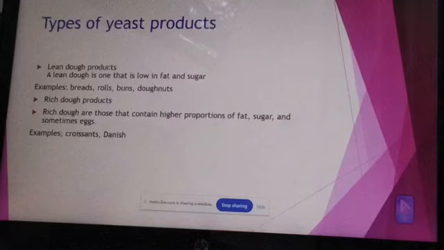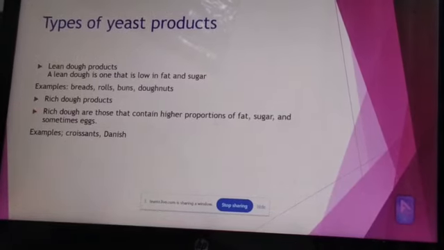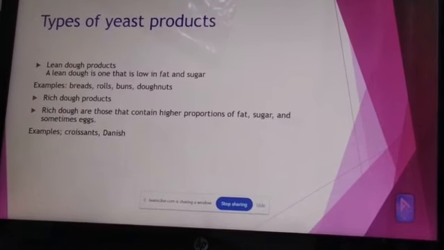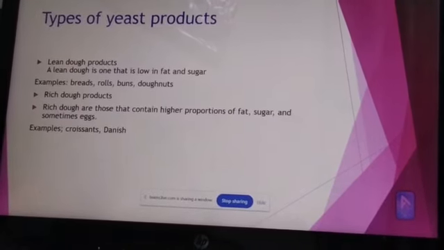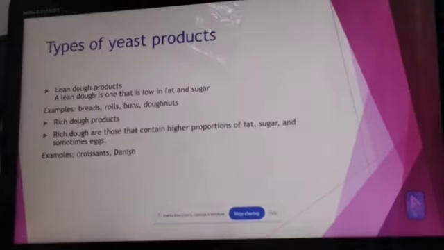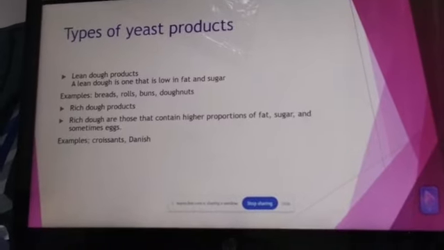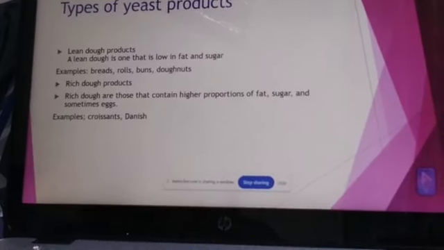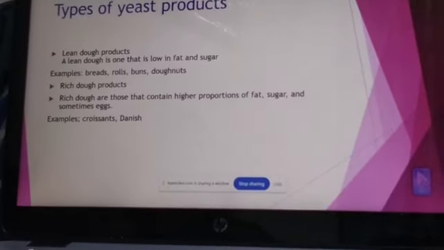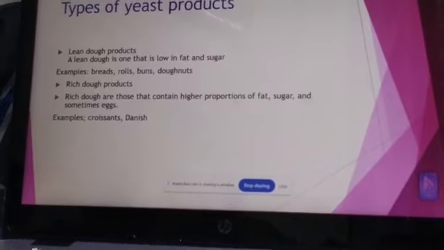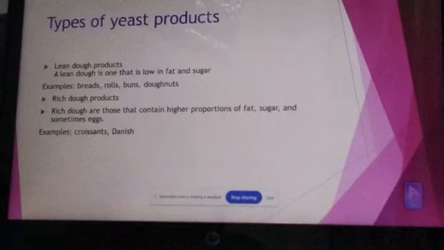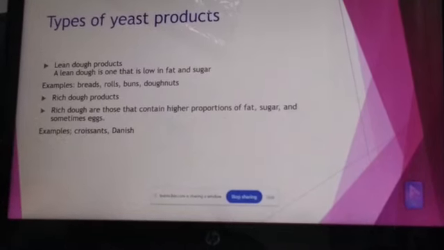We look at types of yeast products. I remember when we were starting this lesson, we looked at those products that are made from baking. But as of today, we are looking at those products that are made from yeast. We have lean dough products. A lean dough is one that is low in fats and sugar. Lean dough has a small amount of fat and sugar. Products that are made from lean dough include bread rolls, buns and donuts.